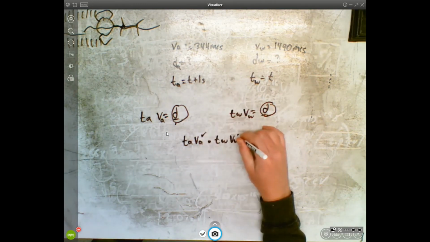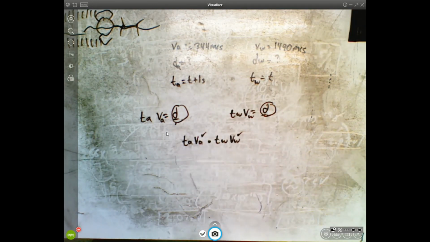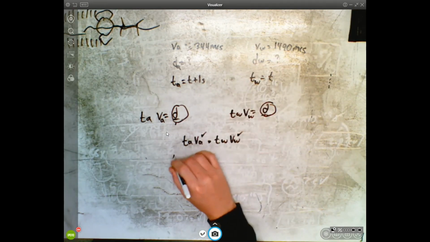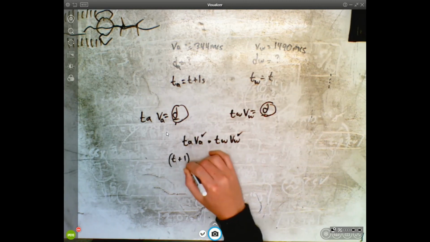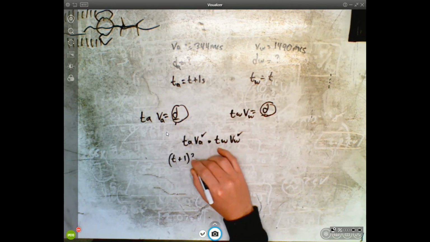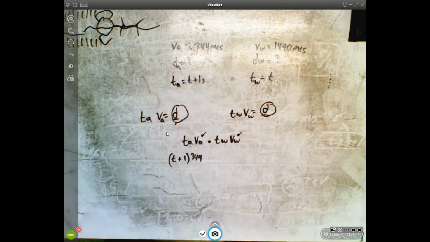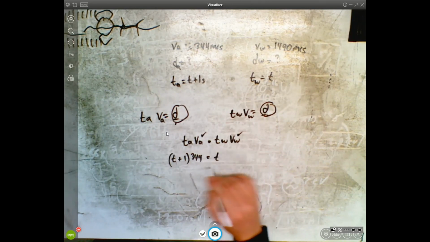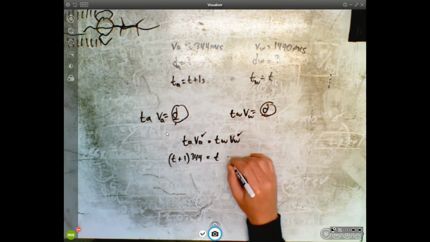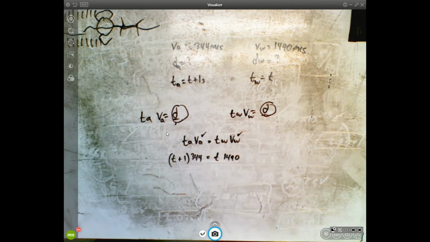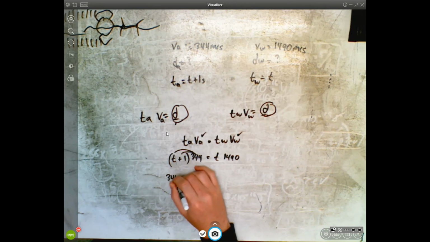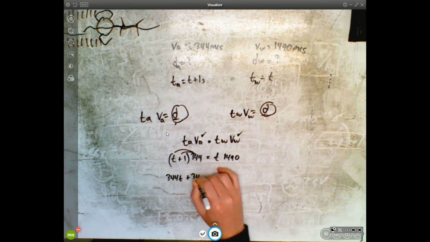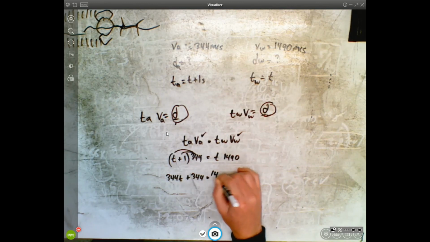Now I know the velocities but I don't know the times, and these are going to be different times, but I can use what I wrote about each of them. The time in air is equal to time plus 1 second, and then the velocity in air is 344. I'm just going to leave units off for now because it just makes it confusing. The time in water is just the regular time, not the 1 second. And then the velocity in the water is 1490. So I can factor this, and I get 344t plus 344 is equal to 1490t.